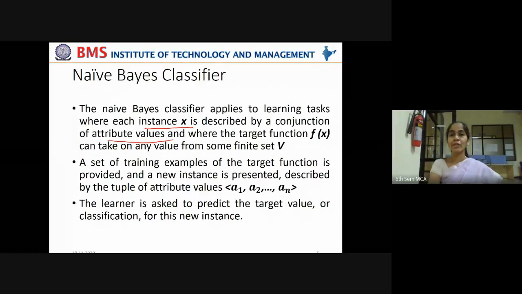Conjunction of attribute values means, say if you take the example of your friend liking water sport, there you have the sky is clear and the humidity is low and the outlook is the sky is overcast. Like that, you have some specific attributes, right? Now, all these attributes have to occur together. You have to consider them together. That is why we are saying conjunction.